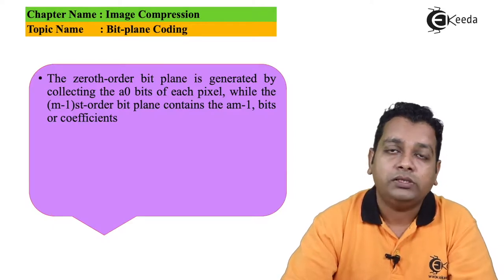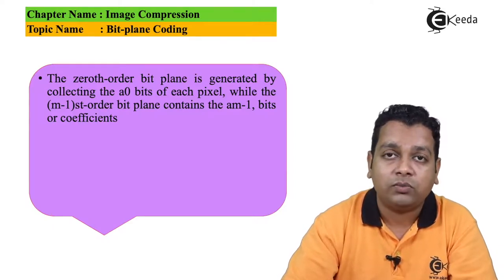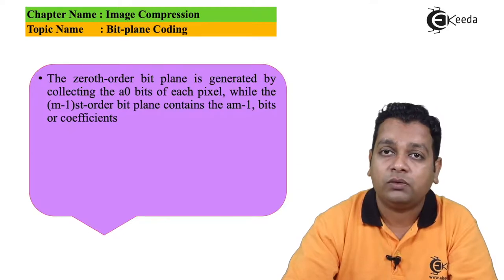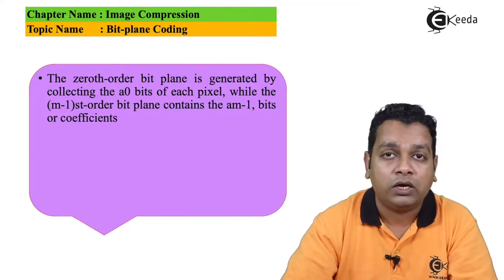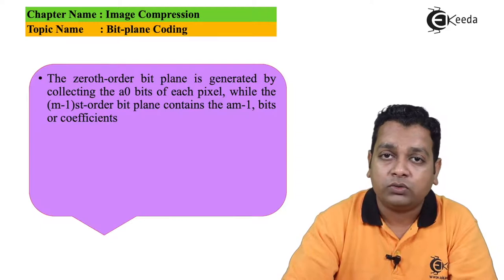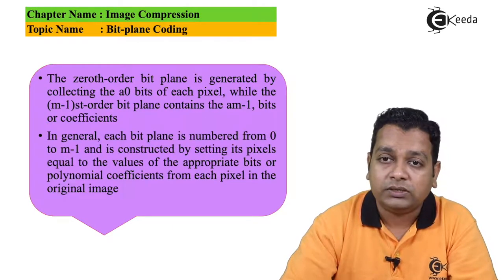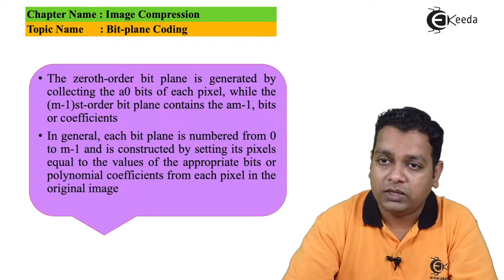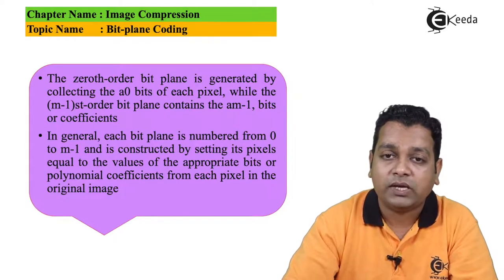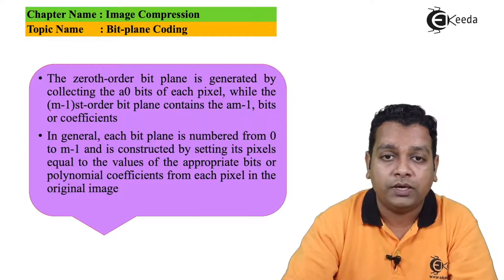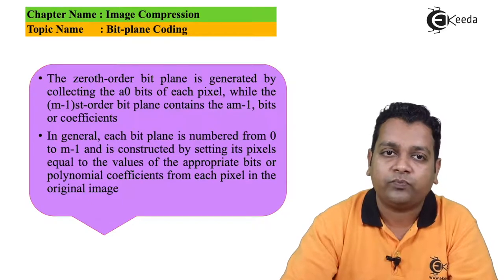Generally, while having practical demonstrations with images, we have represented the images in an 8-bit environment. So with respect to that, we can have the designations like a0, a1, a2 up to a7. In general, each bit plane is numbered from 0 to m minus 1 and is constructed by setting its pixels equal to the values of the appropriate bits or polynomial coefficients from each pixel in the original image.